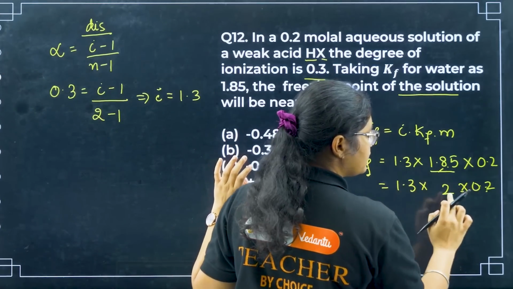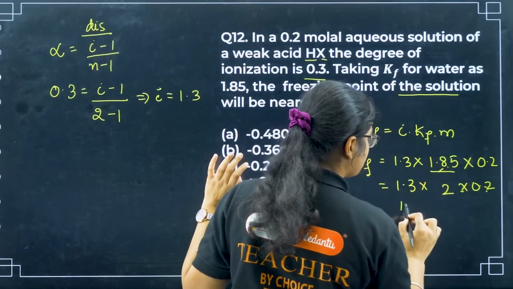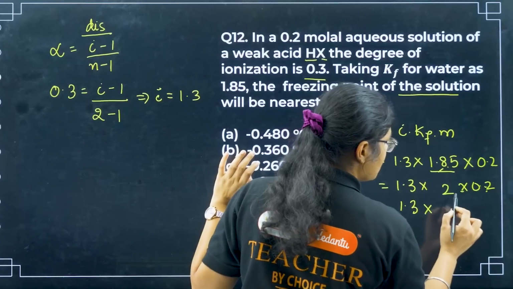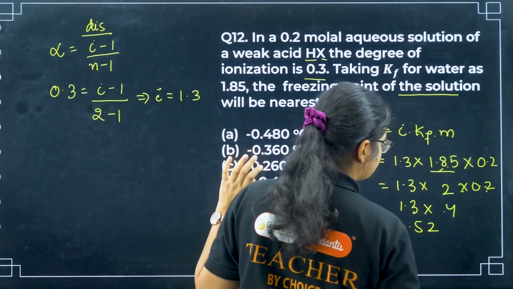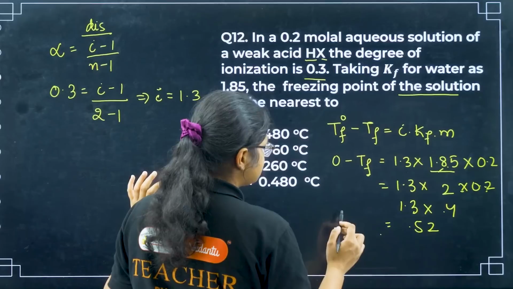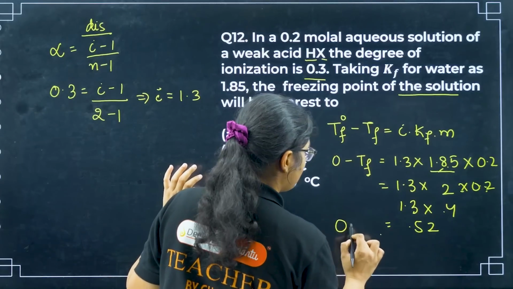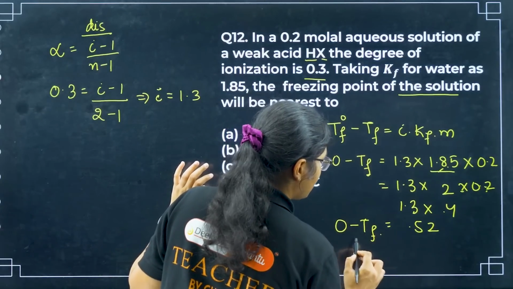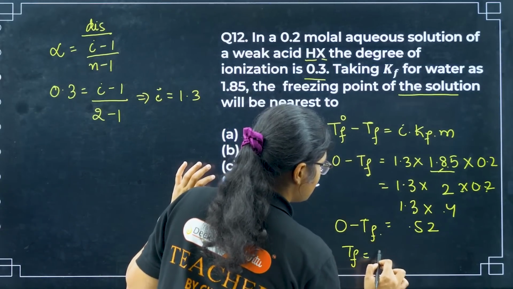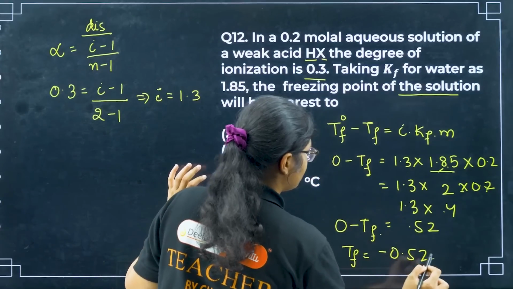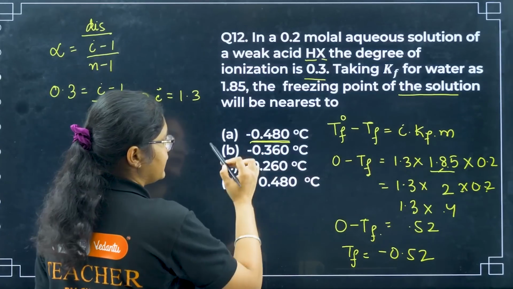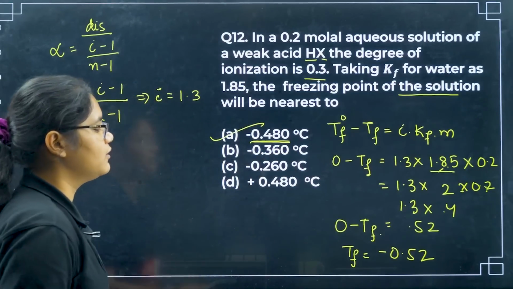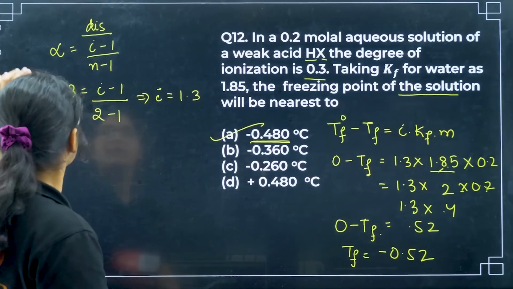So 2.2 into 0.2 is 13, 1.3 into 4, 0.4. So I will get 0.52. So now you can see that this is 0 minus Tf. So Tf will be equal to minus 0.52, right? So you can see the nearest answer here, 0.52, nearest answer is minus 0.48, option number A.